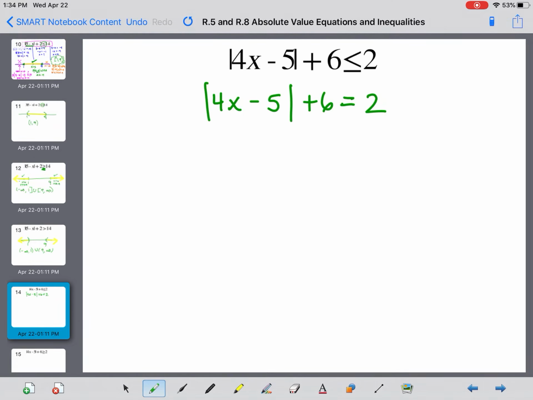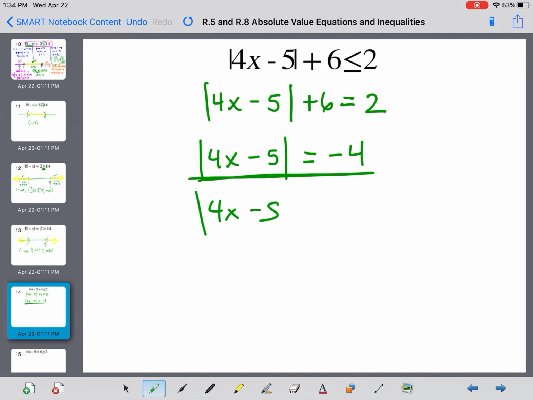The first thing we're going to do is take away the 6, and we're going to end up with the absolute value of 4x minus 5 being equal to negative 4. Now, keep in mind, you already know the answer here. There is no solution to this equation.